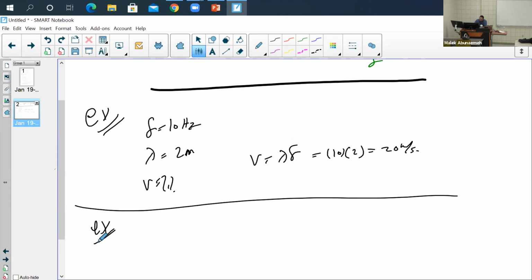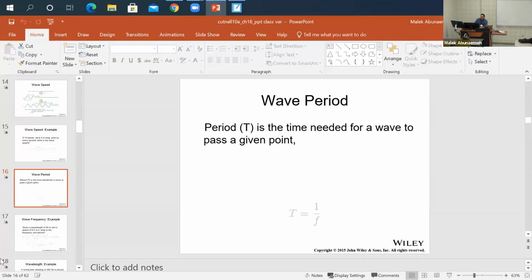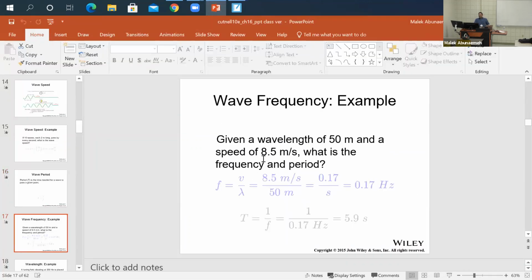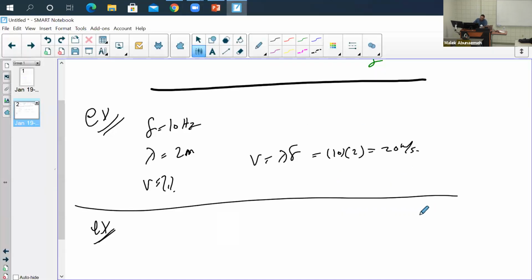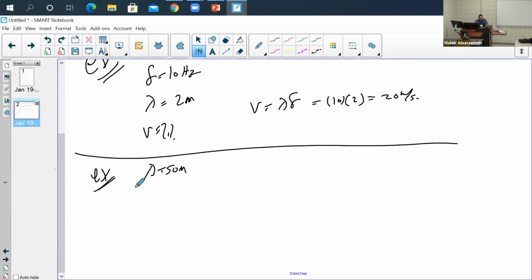Let's say in this example, we have a wavelength of 50 meters and a speed of 8.5. What is the frequency and the period? So for this one, your lambda is 50 meters and your speed is 8.5 meters per second. You need to find the frequency and you need to find the period.